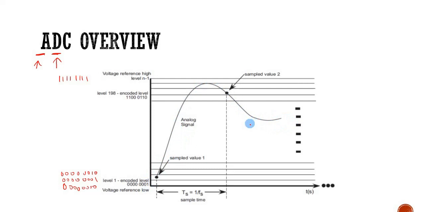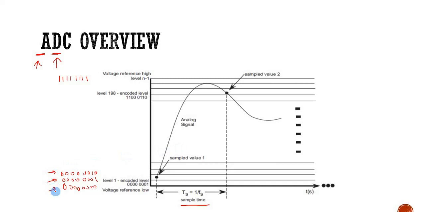Now when we do that, you can see that a few things have to be factored in. Firstly, it is the sample time. The sample time is how frequently I am going to take a snapshot of my analog signal, and after I take that snapshot, which digital value do I map it to?